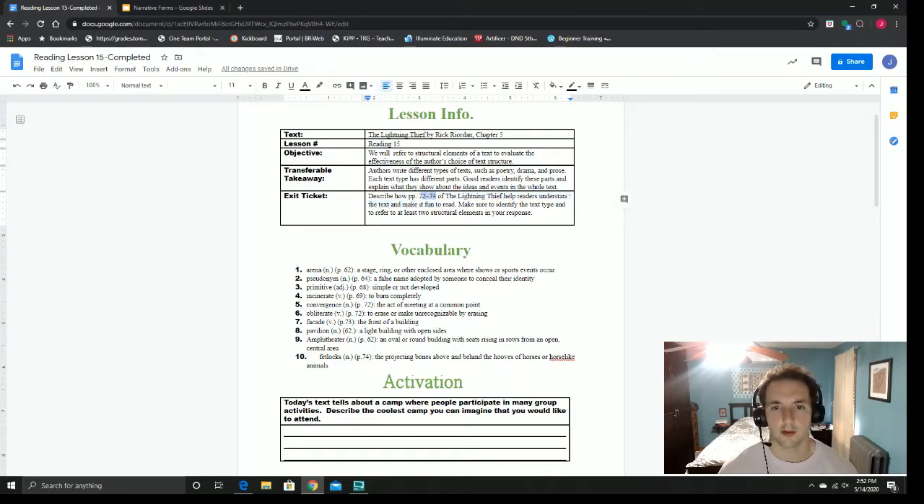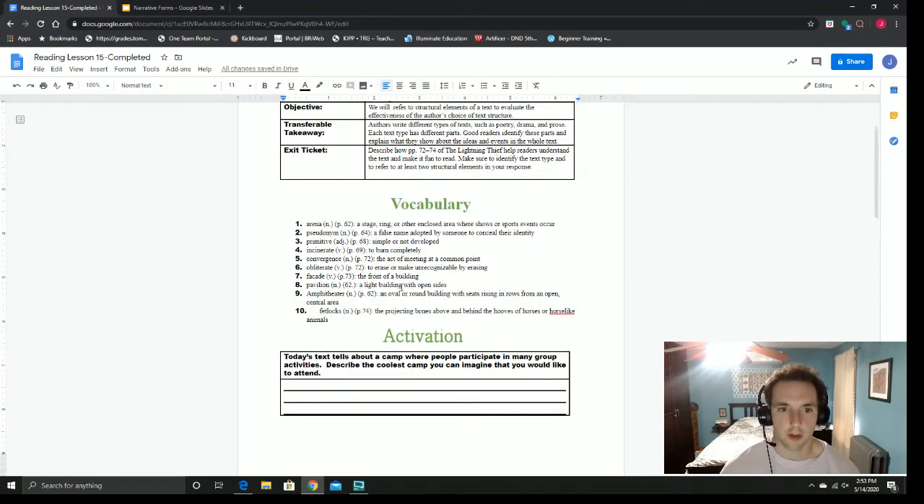Awesome. And so part of what we're going to be doing is taking a look at the last couple pages of this chapter and talking about how it helped the readers understand the story, the text, and how it made it fun to read. And so we're going to give at least two structural examples of elements, and we'll dive into what those are throughout the lesson, make sure that we can recognize them and then evaluate them.